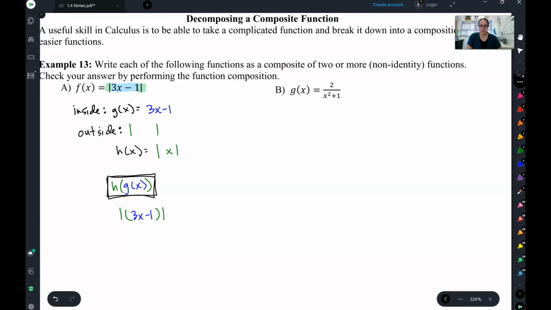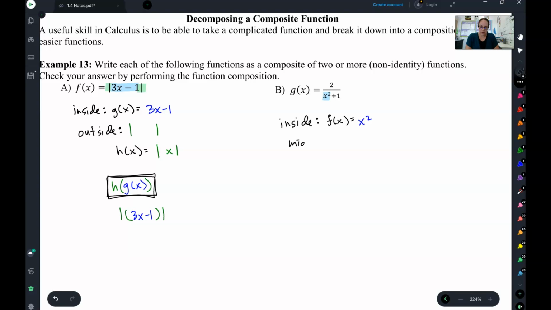So we can do the same thing with b, except this time we're going to actually have 3 levels. So I'm going to think the most inside that's going on here is this x squared. So the inside function I have, let's call it f of x, is my x squared. That's that inside one. And now I can go in levels.